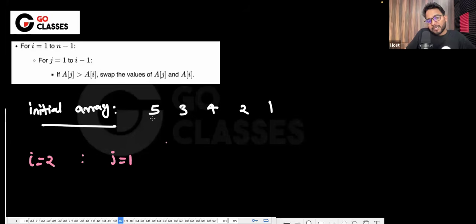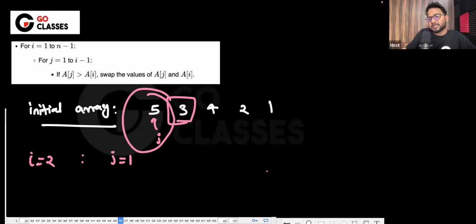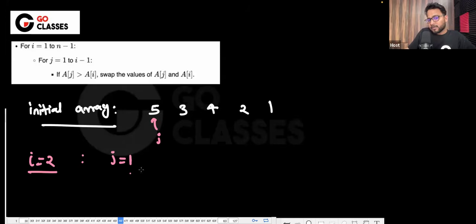It will check, and the i value is 2, which means i is fixed here. It will check every element with this element. If it is greater, then it is saying swap, which means this prefix part is saying give smaller elements to me. So for i equal to 2, j will be 1, and in that case finally the array will be like this.